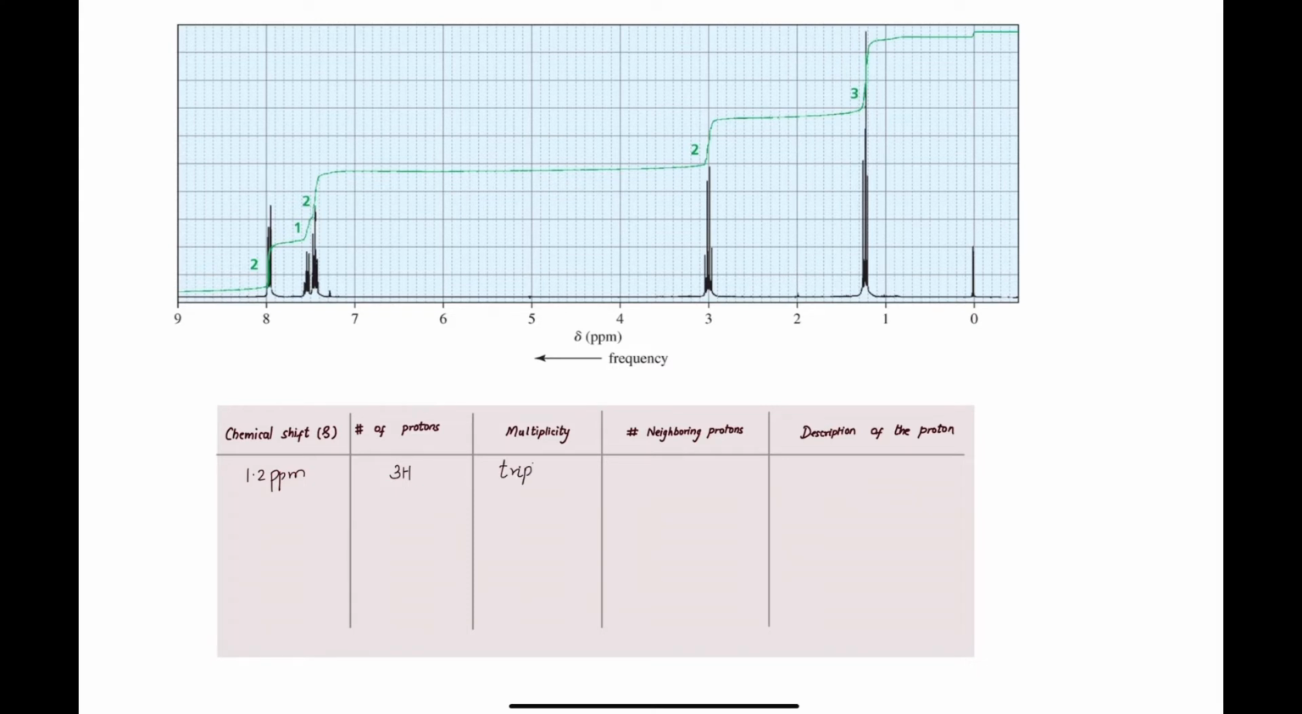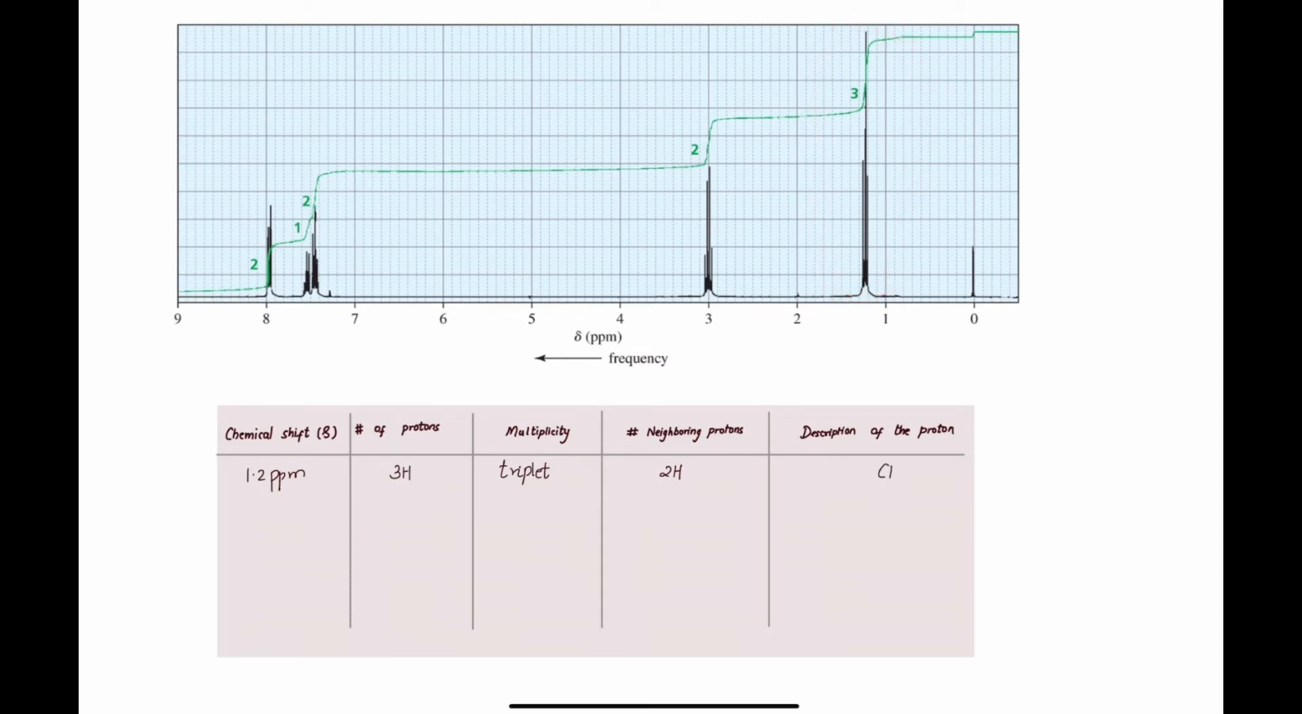The multiplicity for this is a triplet, which tells us the total number of neighboring protons that this proton experiences is 2. Normally, when you consider methyl protons, they account for a total of 3 protons, and they normally come around 0.9 ppm. But here we can assume that these are still methyl protons, but they are connected to an electron-withdrawing atom or group, and that is the reason that they are slightly downfield.